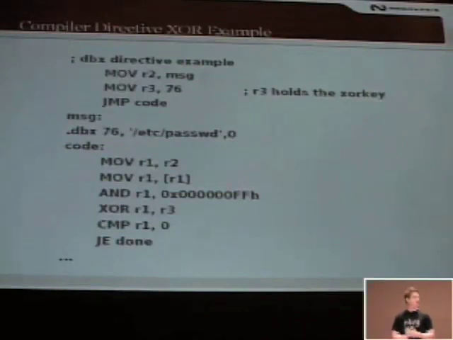Okay, so the mini VM also supports 2 compile-time directives. These are really just meant, again, as examples. It supports a .db and a .dbx. These 2 directives allow you to embed strings directly into your P code.